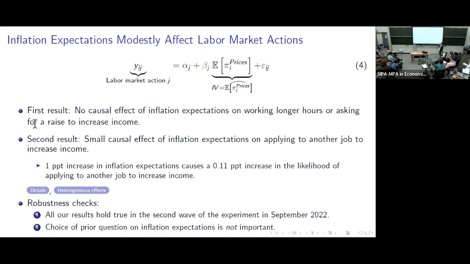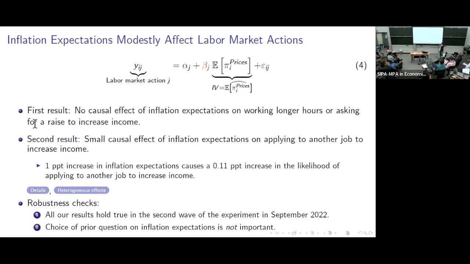And we find almost the exact same results as we did on the first wave. In September 2022, the estimated pass-through was about 0.17. So very close to 0.20, and the rest of the results remain qualitatively the same.